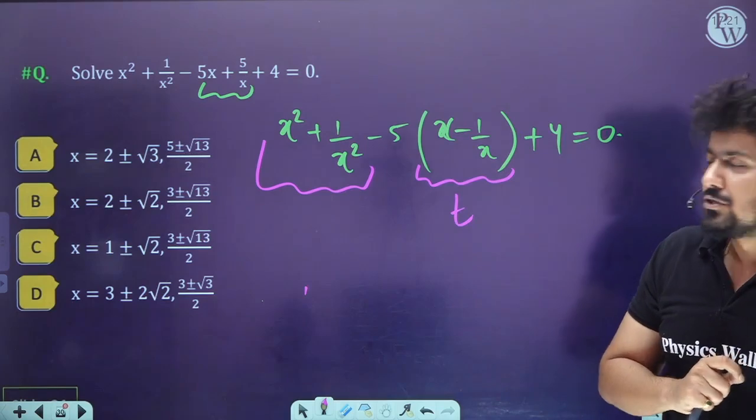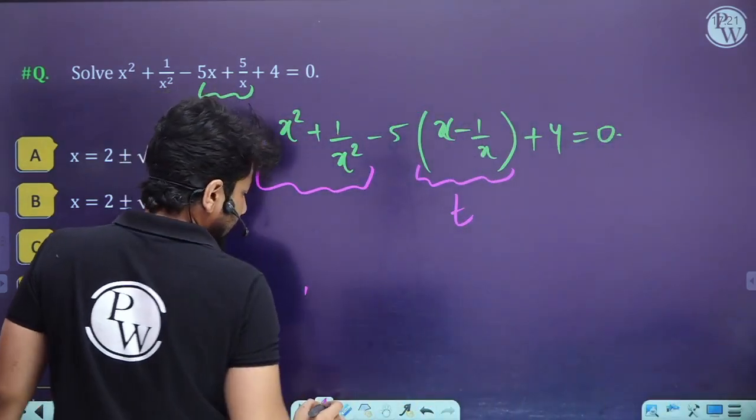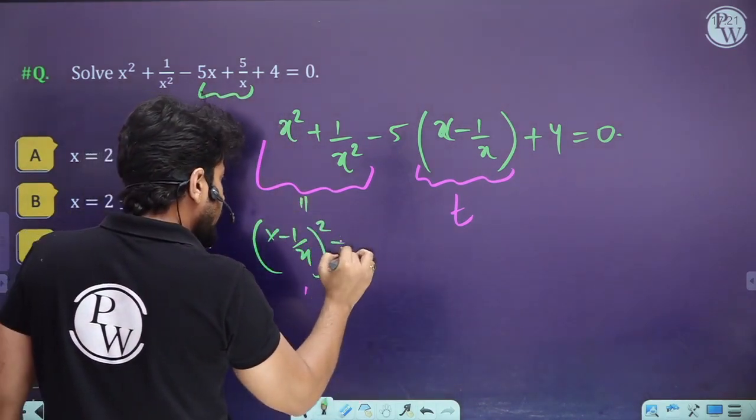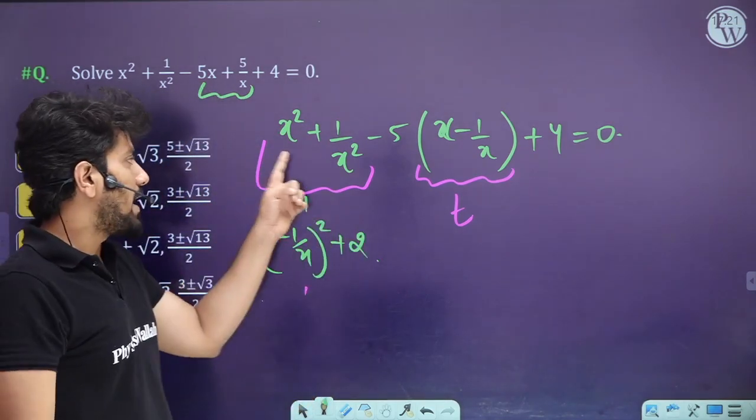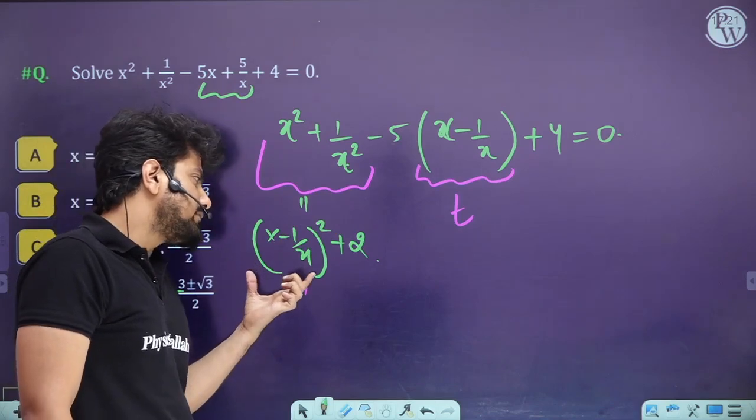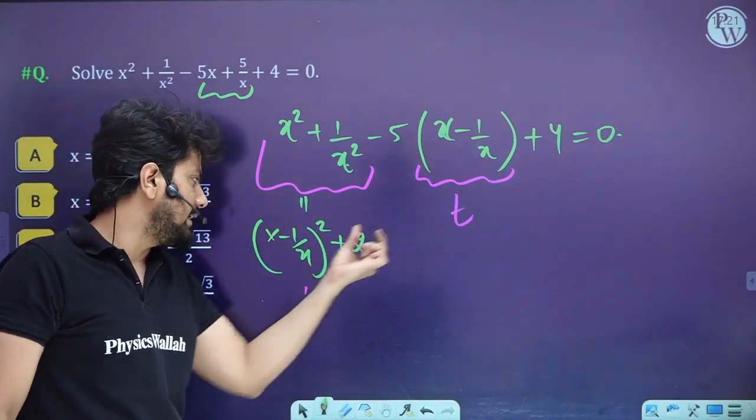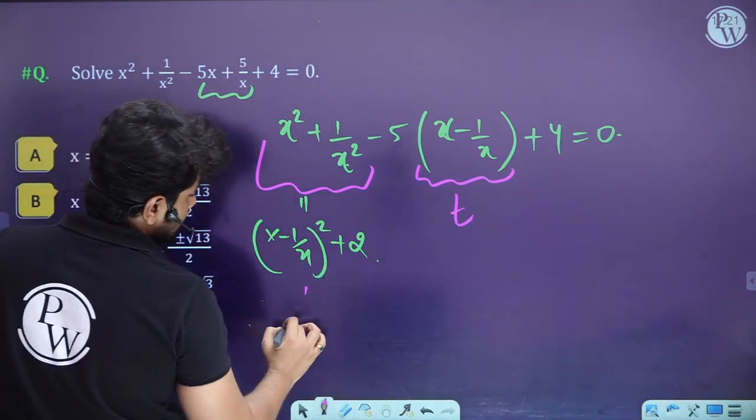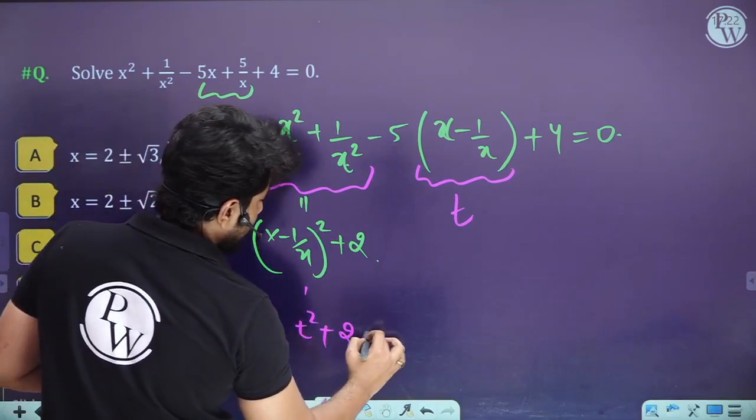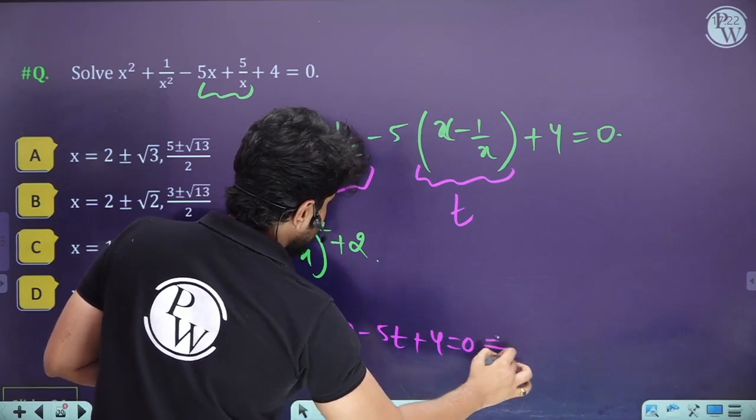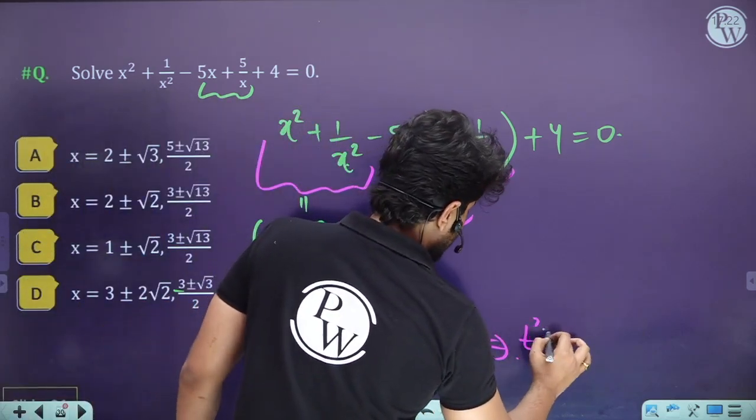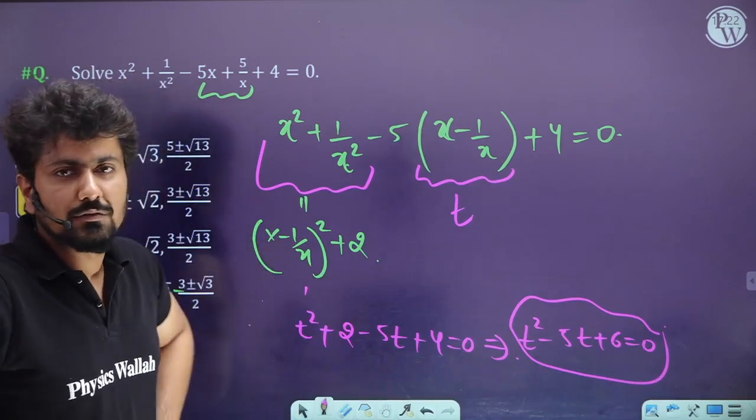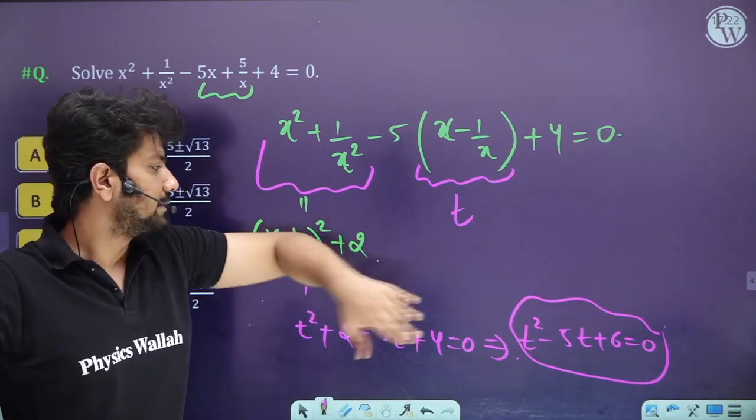You can write this as (x minus 1 by x) whole square plus 2. Right? x square plus 1 by x square is equal to (x minus 1 by x) whole square plus 2. So if you take this as t, this is t square plus 2. So now we have a very beautiful equation in terms of t, which is t square plus 2 minus 5t plus 4 is equal to 0, which can be further written as t square minus 5t plus 6 is equal to 0. Okay, this is the equation we are getting, right?